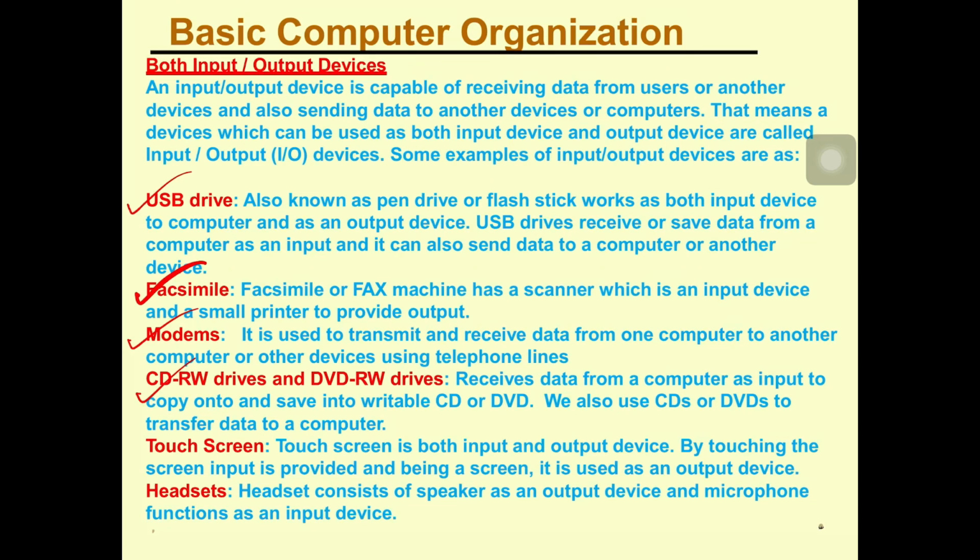Touch screen also acts as an input output device because it gives us a platform to enter text as well as input, and it provides a screen as the output. Headset contains a microphone to take input and a speaker for providing us output. These are the examples of those devices which act as input as well as output devices.